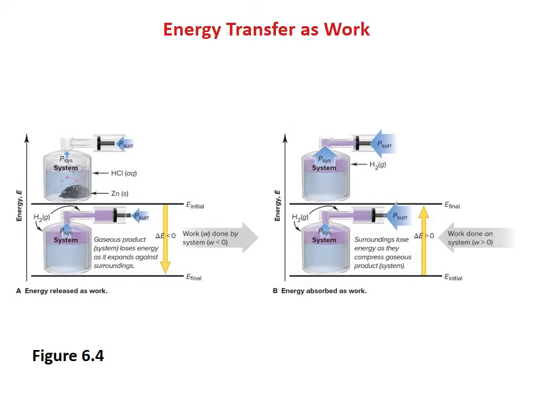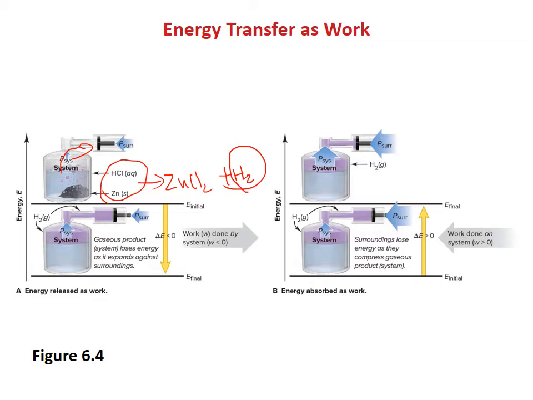Let's ignore heat and consider work as the only form of energy change. Our system contains hydrochloric acid and zinc. These two reactants react to form zinc chloride and hydrogen gas. When hydrogen gas is formed, it pushes back the piston as it expands, and therefore energy is transferred as work done by the system on the surroundings.